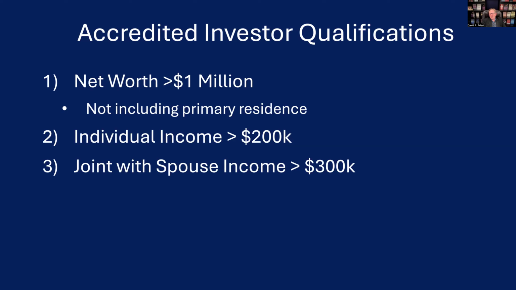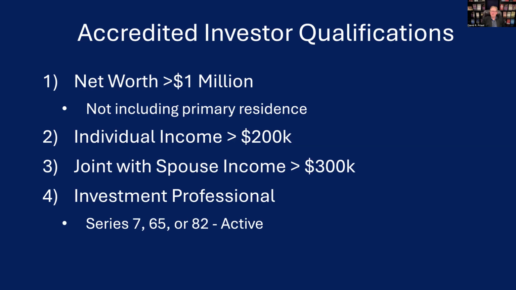Joint with spouse income greater than $300,000. So the way this would work is if you are married, you have a spouse, and let's say you make 180, and let's say they make 130. So together you've got $310,000. You're accredited. Okay. So if you have two incomes and they're both less than 200, you can qualify as long as together they're greater than 300.